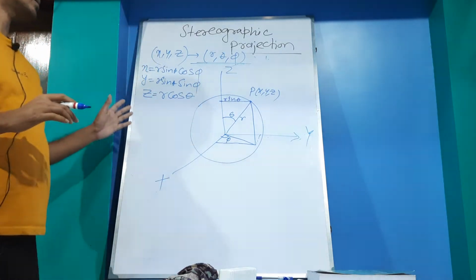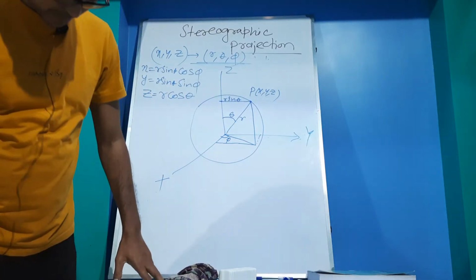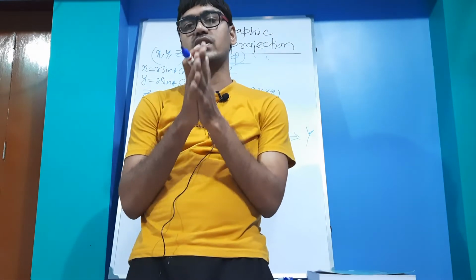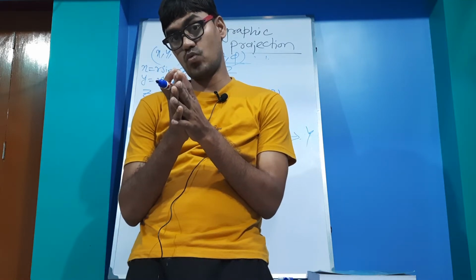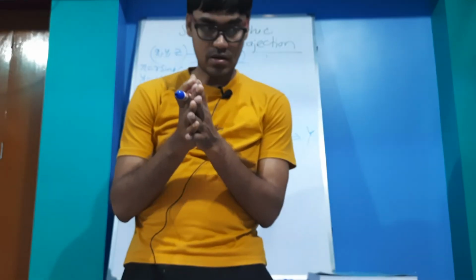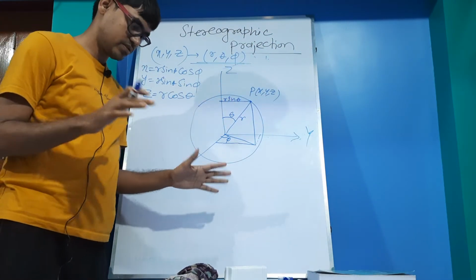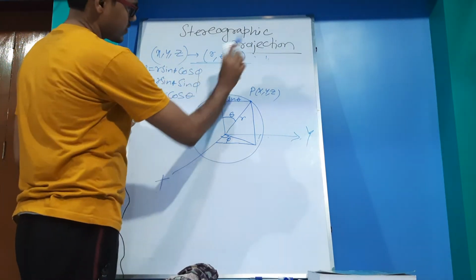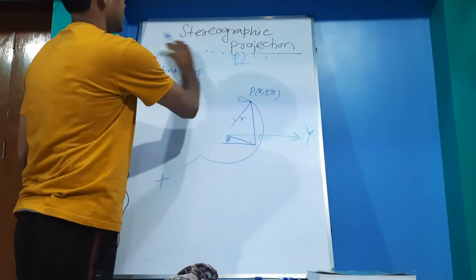Now this is the relation of xyz with r, theta, phi, but here our main purpose is to understand the stereographic projection of complex numbers. So the spherical representation is now okay. We have understood this. Now let's start with stereographic projection.